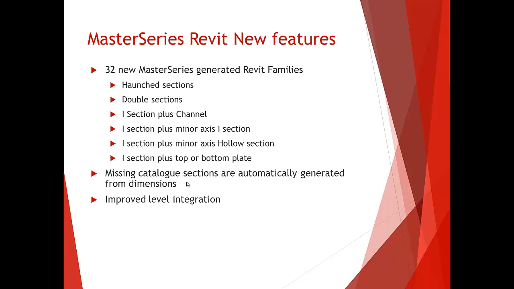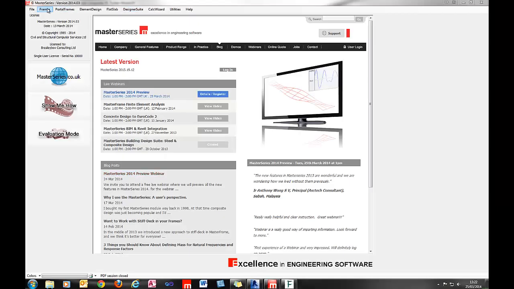So there should be very little missing sections or sections that we've failed to create in Revit going forward. We've also got some nice improvements in terms of level integration, which I'll show you in just a moment. Also, we've got the finite element surfaces now being able to go from MasterSeries to Revit. You could go from Revit to MasterSeries with Revit slabs and walls to FE surfaces in MasterSeries, but not the other way, and we're doing that for you now as well. So let's have a look at some of those.